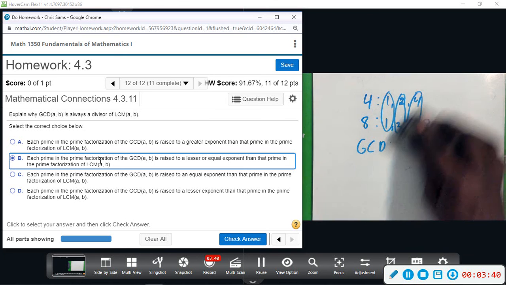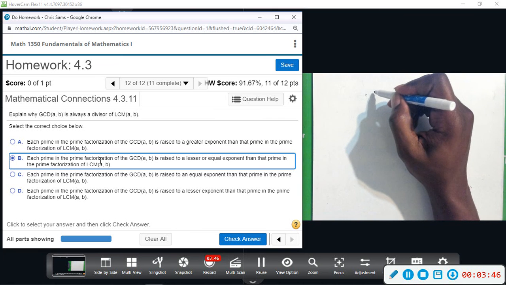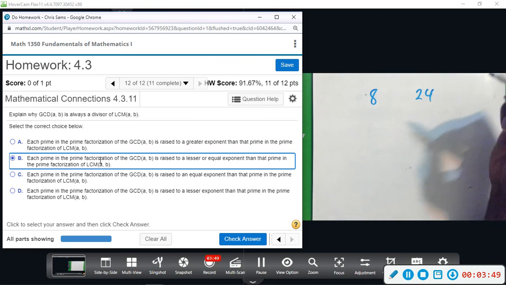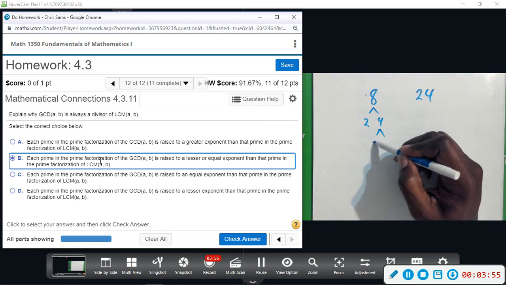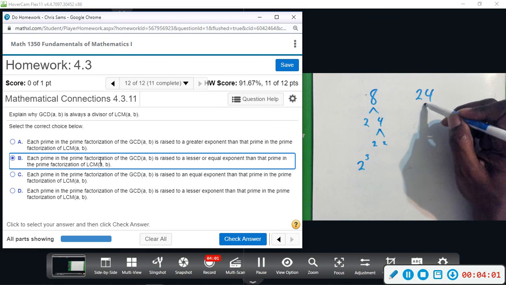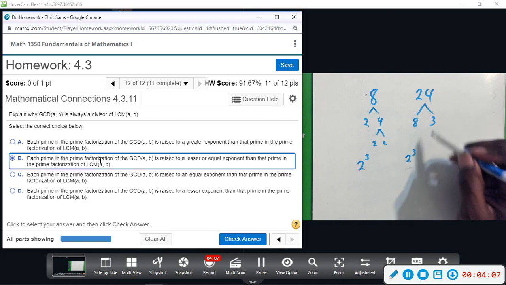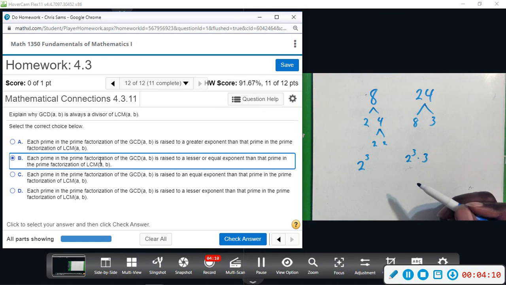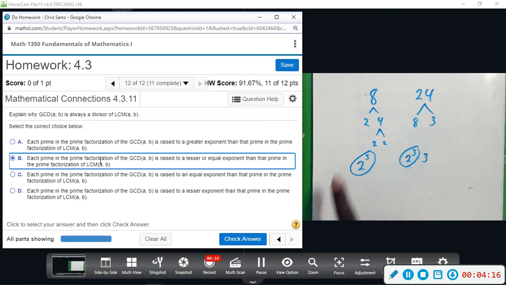Just for example, I'll show you with some numbers. Let's say we're looking at 8 and 24. The prime factorization of 8 is 2 to the third. 24 can be broken down to 8 times 3, which is 2 to the third times 3. What they have in common is a 2 to the third. So it could be equal. It also could be less than if this was a smaller number. So B is going to be the best explanation, according to the definition.